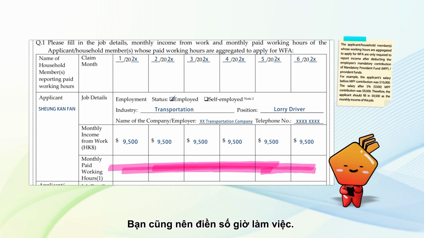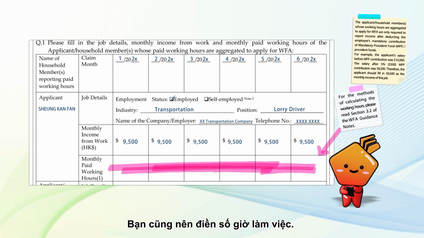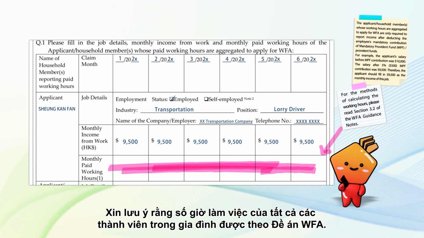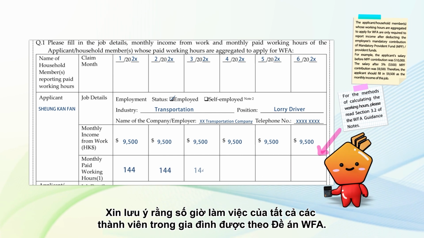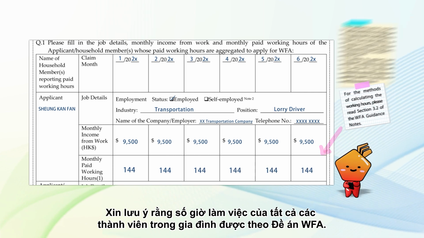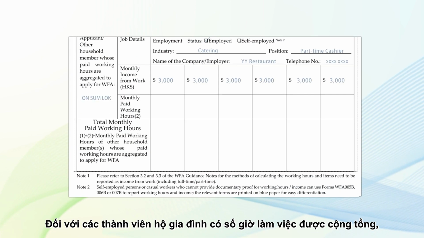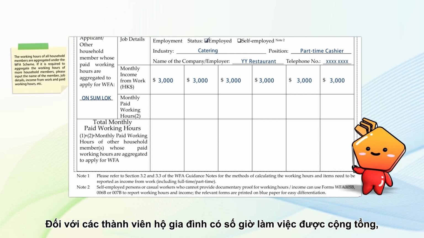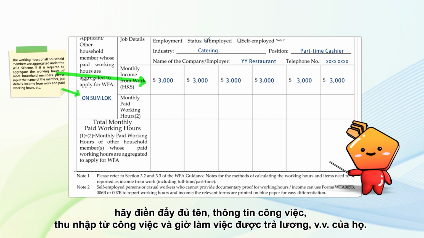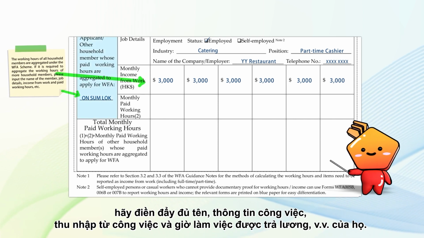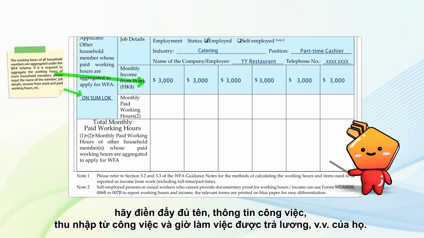You should fill in the working hours too. Please note that the working hours of all household members are aggregated under the DUFA scheme. For the household members whose working hours are aggregated, please provide the name of the member, job details, income from work and paid working hours, etc.